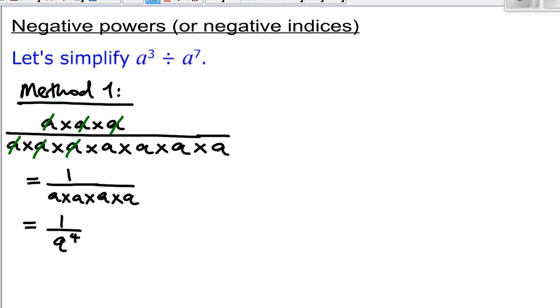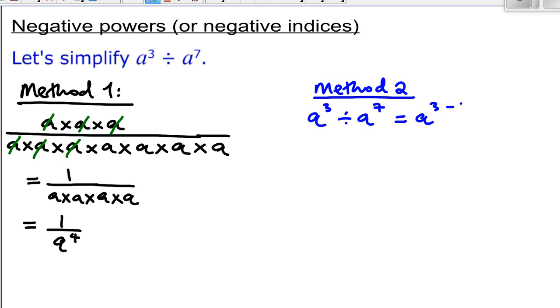Second method. So method 2. Now, you remember when we looked at division of indices, when you divide indices, you subtract the powers. So if I simplify A to the power 3 divided by A to the power 7, that will be equal to A to the power 3 minus 7, which is A to the power negative 4.